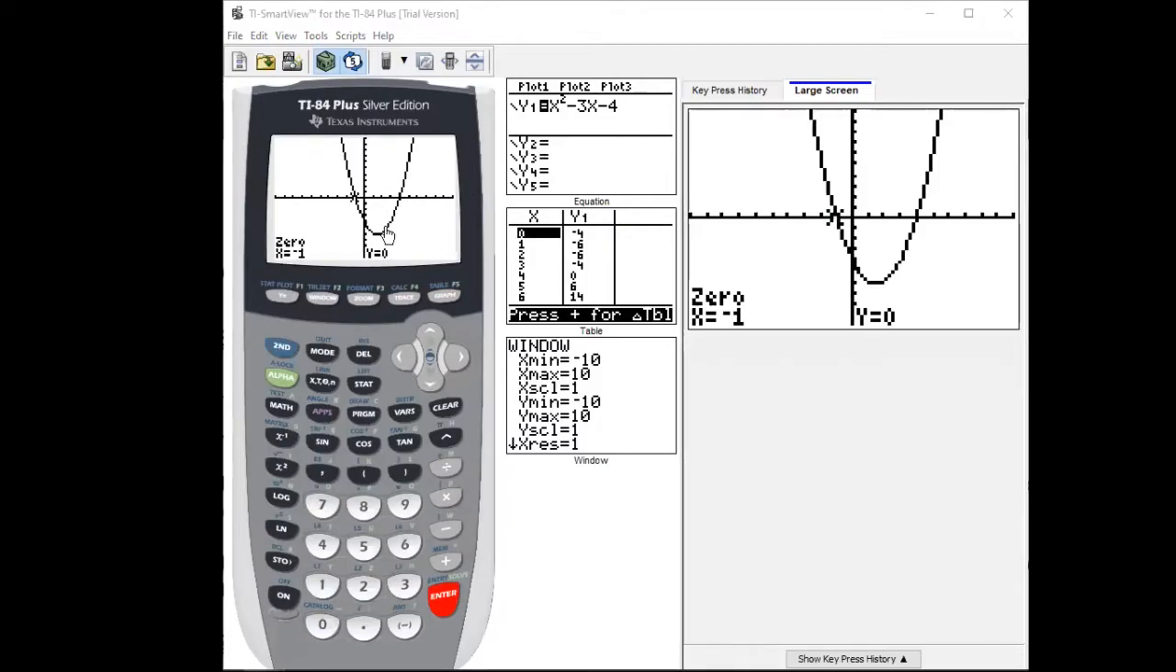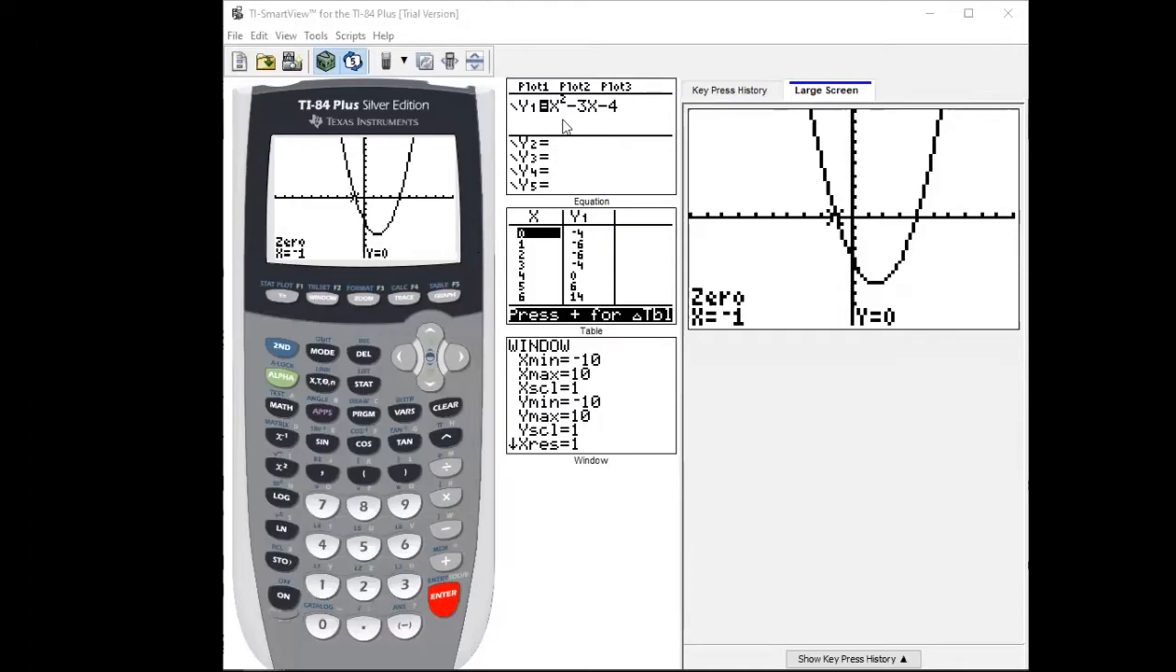All right, so again, I could calculate the other one, but I already know it's 4 from the table. I can see on the table that it's 4, 0. And I also can see visually, I can count the little tick marks there, 1, 2, 3, 4. I can see that it crosses again at 4. So my zeros for that one are -1 and 4.